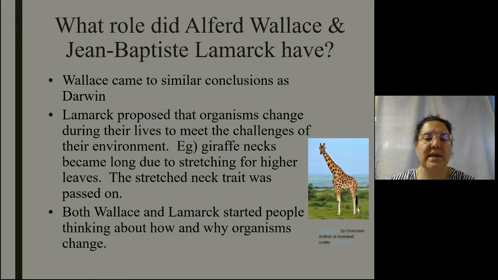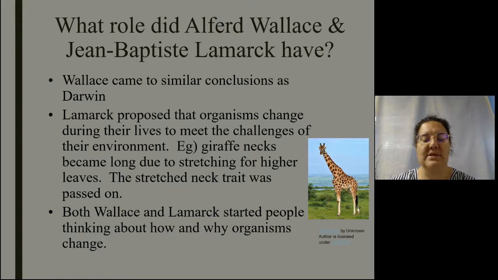So Alfred Wallace came up with similar conclusions to Charles Darwin, but Charles Darwin published his book first, so we know his name better when it comes to the theories of evolution and natural selection. Jean-Baptiste Lamarck, however, came up with an idea that organisms are able to change during their life to meet the challenges of their environment. So now this is an incorrect assumption.